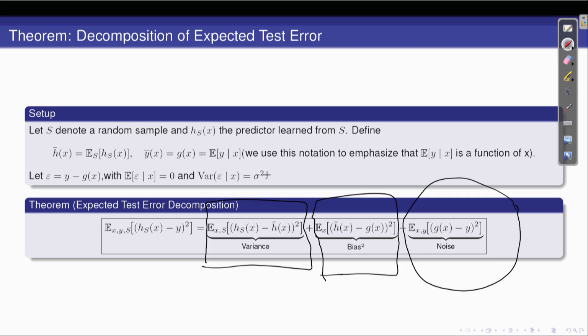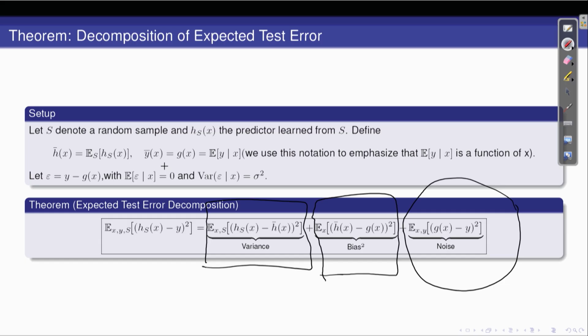Note that you are taking the expected value with respect to x and y of (G(x) - y) squared. So, G(x) is a function of x only. For all y, you take the difference between the actual value of y and its conditional expected value given x, take the square of that, and take the expected value with respect to the whole population, the joint distribution of x and y. This is called the noise.